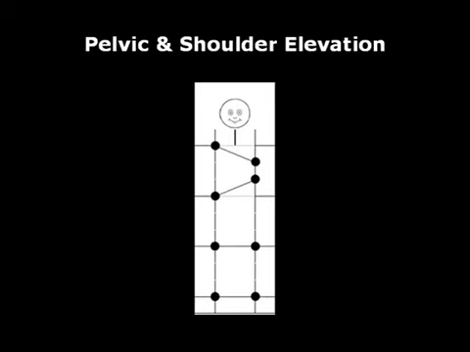Common deviations we see when posture becomes compromised are elevation. So here we can see that the left shoulder is lower than the right shoulder, and the left side of the pelvis is higher than the right side. So we've lost the right angles, and on one side the angles have become greater than 90 degrees, and on the other side they've become less than 90 degrees. So we know that there's a muscular imbalance, and some muscles are in a shortened position and other muscles are in an elongated position.